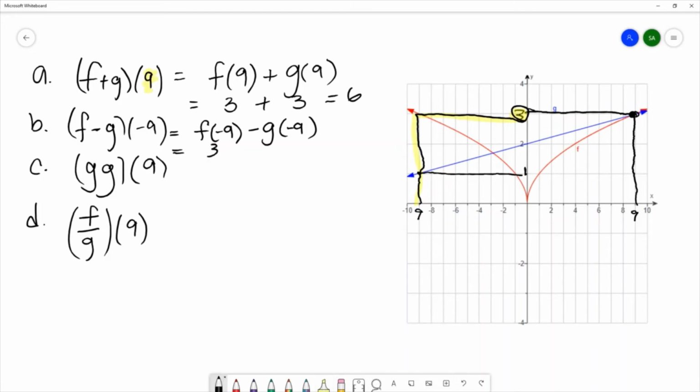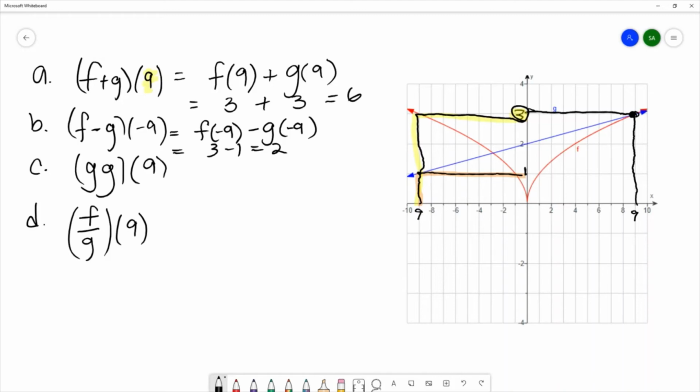And g of -9, that's the blue graph, has a y value of 1. 3 minus 1 is 2. So f minus g of -9 is 2.